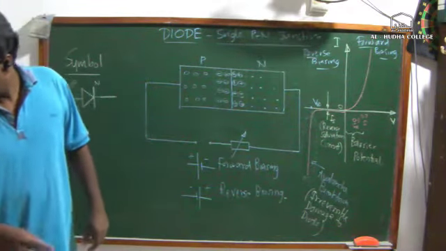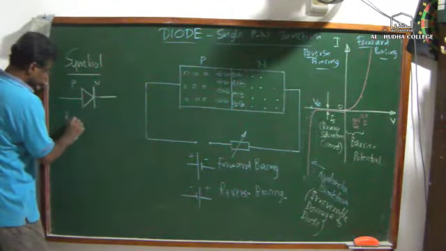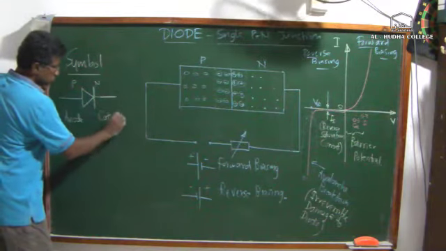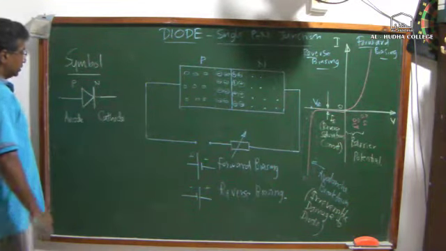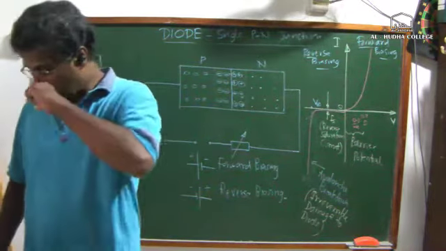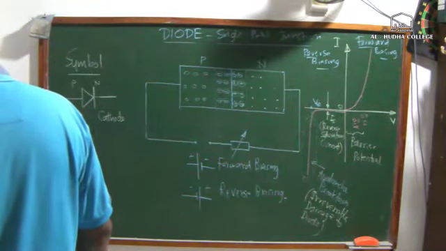And also this is called the anode and this is called the cathode. So this is the circuit symbol, one notation.